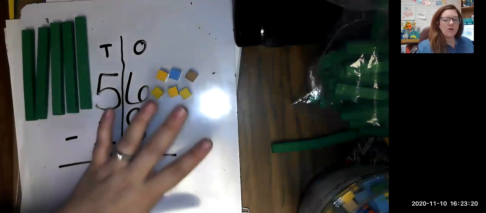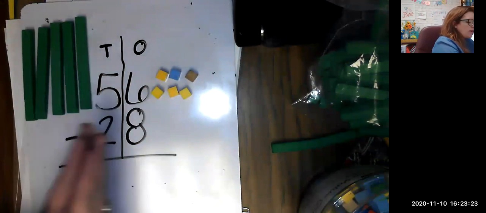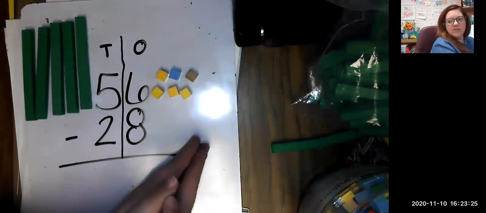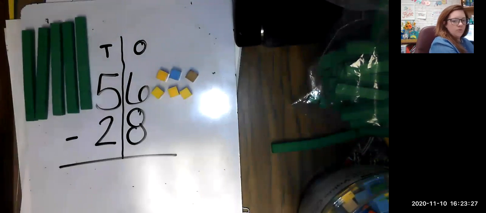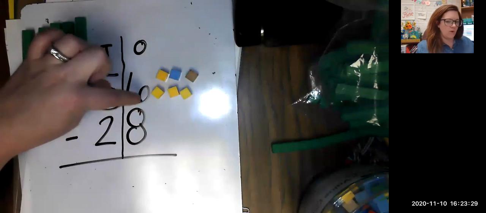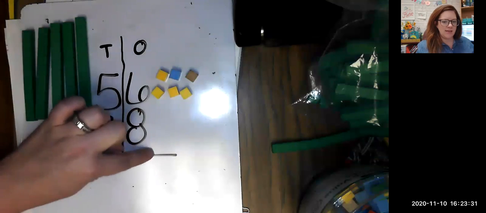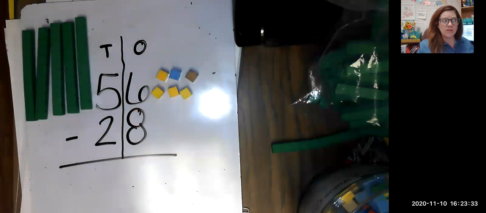Now I need to take away 28. You always start in your ones. We know that from addition. You start in your ones and you work your way greater. So I'm starting in my ones and I see 6 minus 8. Ooh, something looks really wrong.